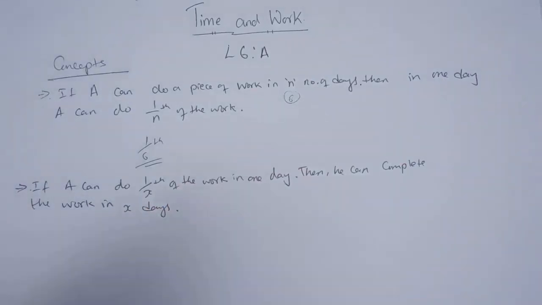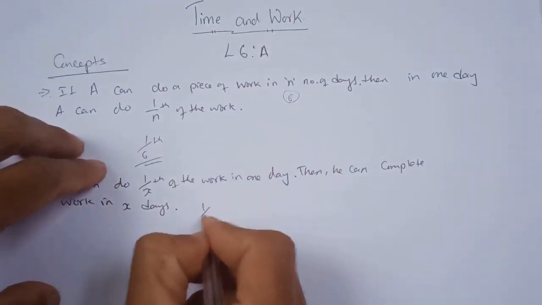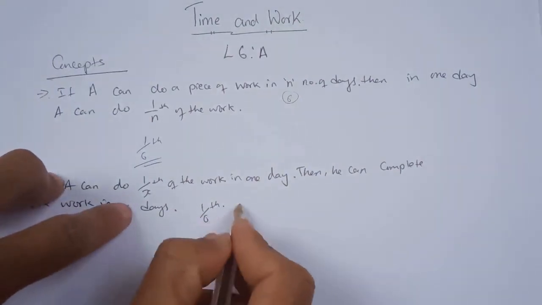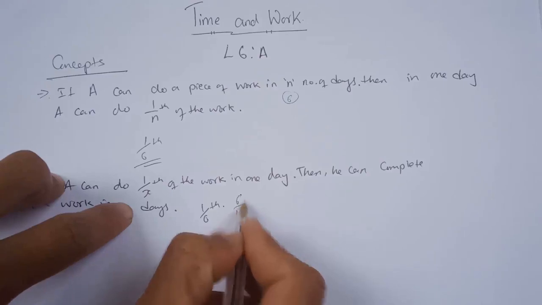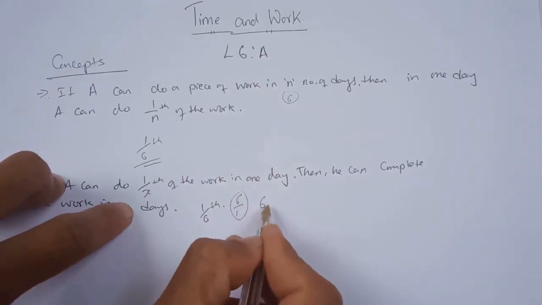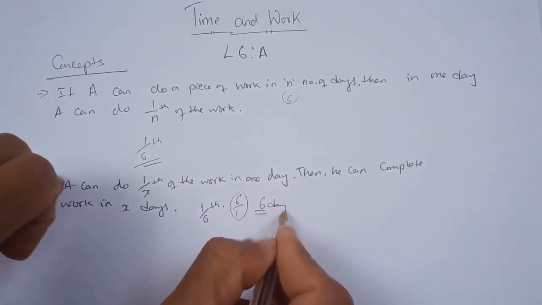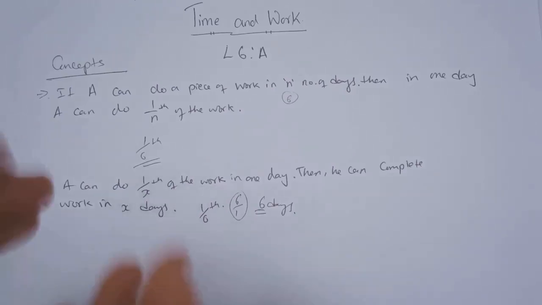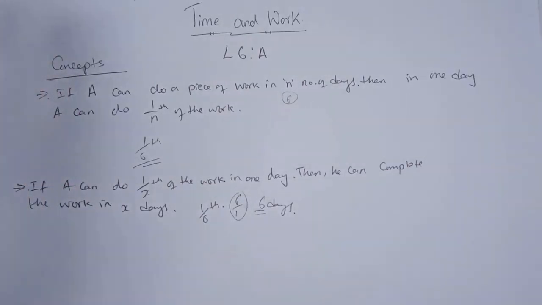Suppose if A can do 1/6 of the work in one day, then he can complete the work in x days, meaning the reciprocal of this. The reciprocal of 1/6 is 6/1, and we directly write 6. So to complete this particular work he will take 6 days. So if A can do 1 by x of the work in one day, then he can complete the work in x days, meaning the reciprocal.